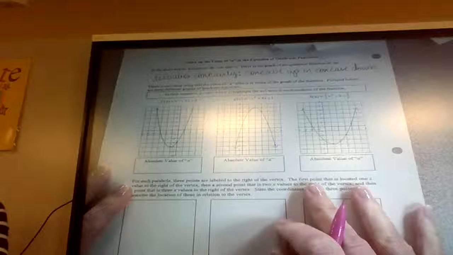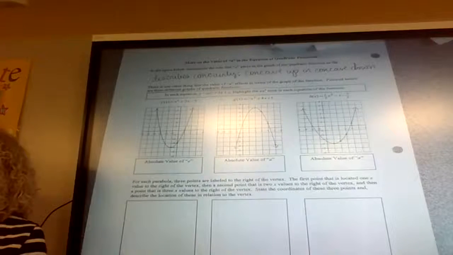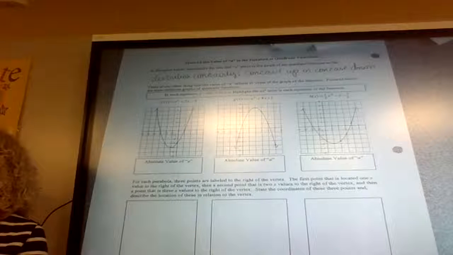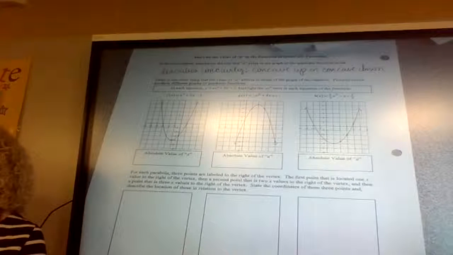What A does, and I've kind of alluded to this, I've hinted at this. I want you to circle the Ax squared term. It says highlight it. I don't really care about that term. And then write the absolute value of A in this box. I'm going to give you like a minute because you don't need that much time for this.